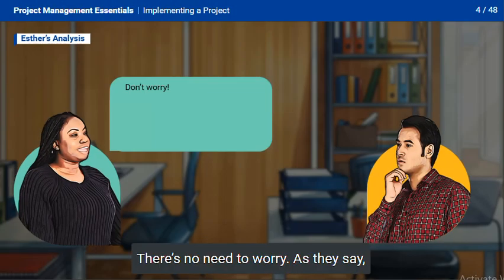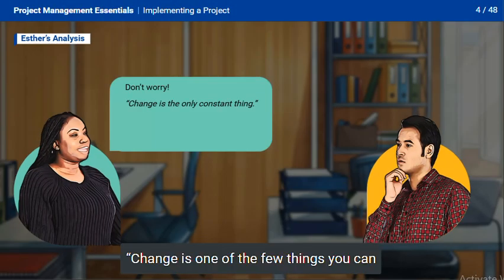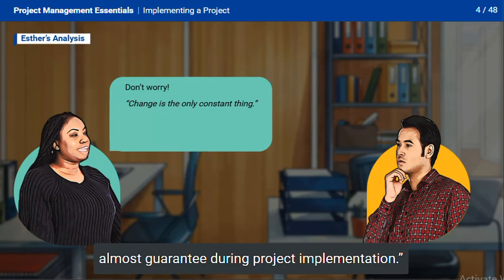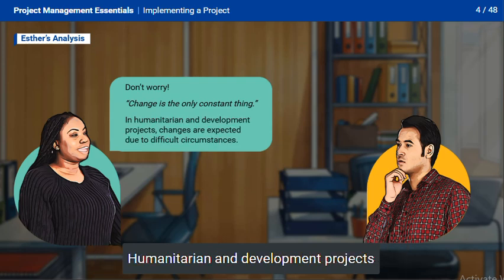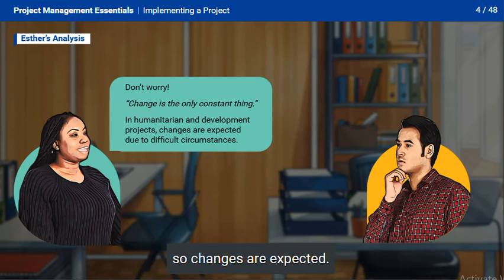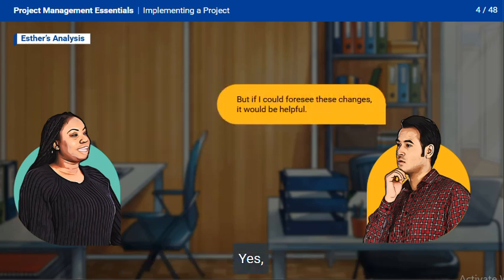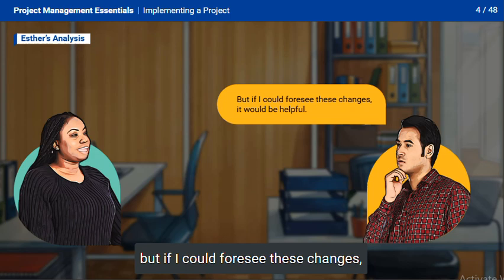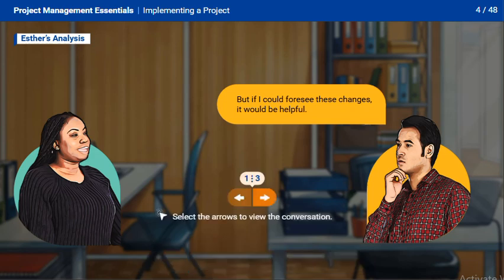There's no need to worry. As they say, change is one of the few things you can almost guarantee during project implementation. Humanitarian and development projects mean working in difficult circumstances, so changes are expected. Yes, but if I could foresee these changes, it would be helpful.